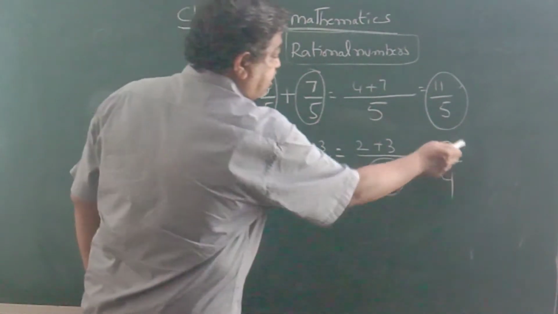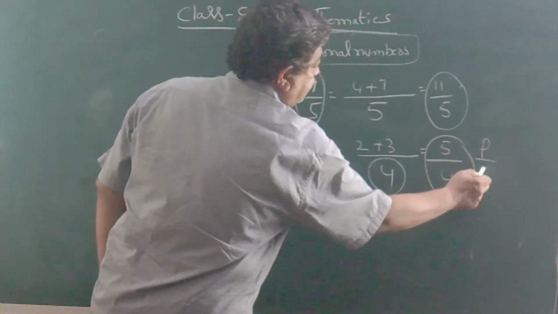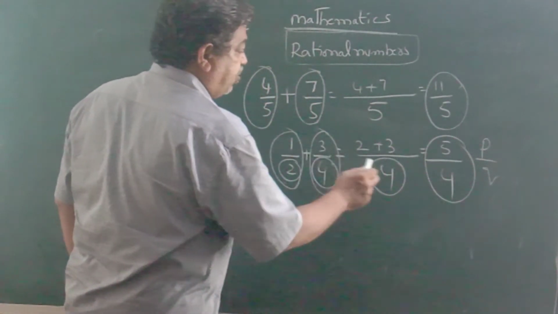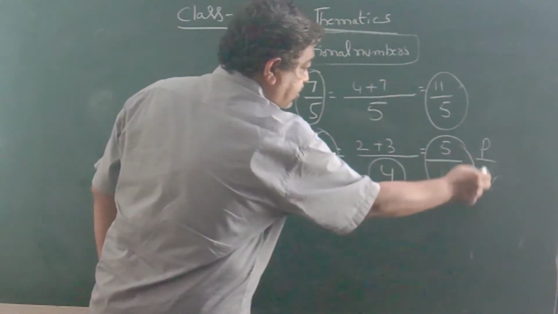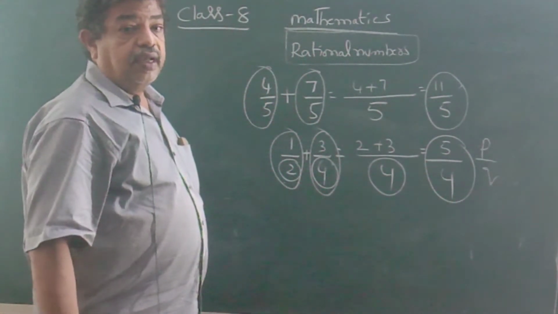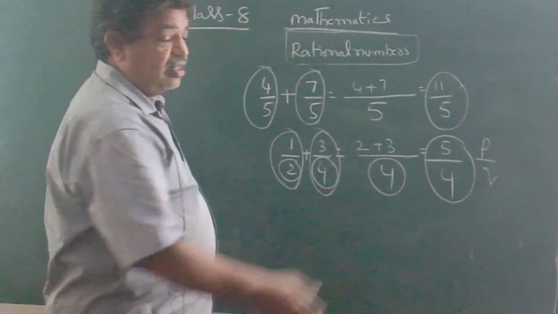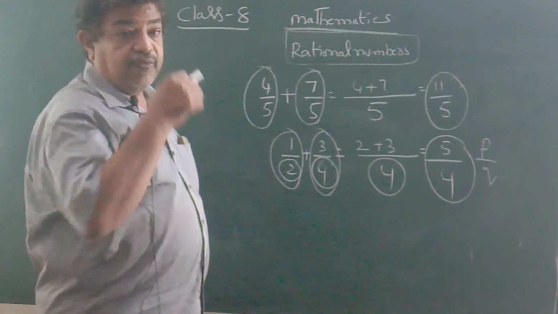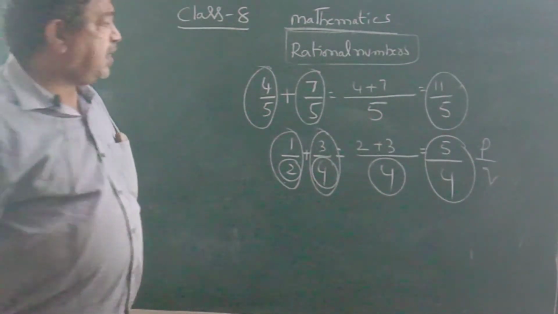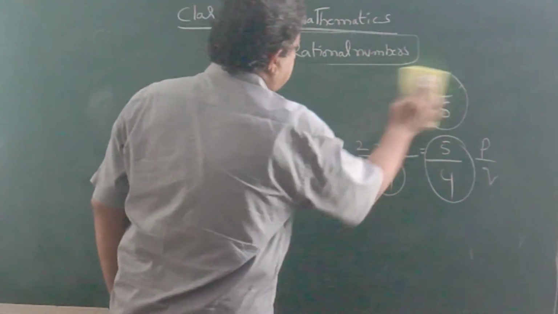Now again the number is in the form of p by q. 1 by 2 is in the form of p by q. 3 by 4 is in the form of p by q. The sum 5 by 4 is also in the form of p by q, where p and q are integers and the number is in the form of p by q. The sum of two rational numbers is a rational number. This is what is called closure property.